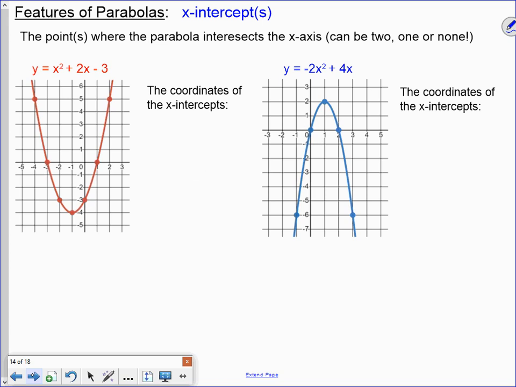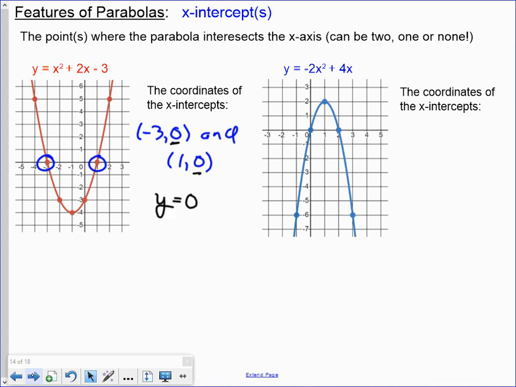Parabolas also have an x-intercept, just like a linear relation does. It's a little bit more complicated here. An x-intercept, of course, is the point or points where the parabola intersects the x-axis. It can have two x-intercepts, one x-intercept, or no x-intercept. So for our parabola on the left here, our x-intercepts are going to occur here and here. The coordinates of these two points are (-3, 0) and (1, 0). And notice, just like with the linear equation, y equals 0 for an x-intercept.